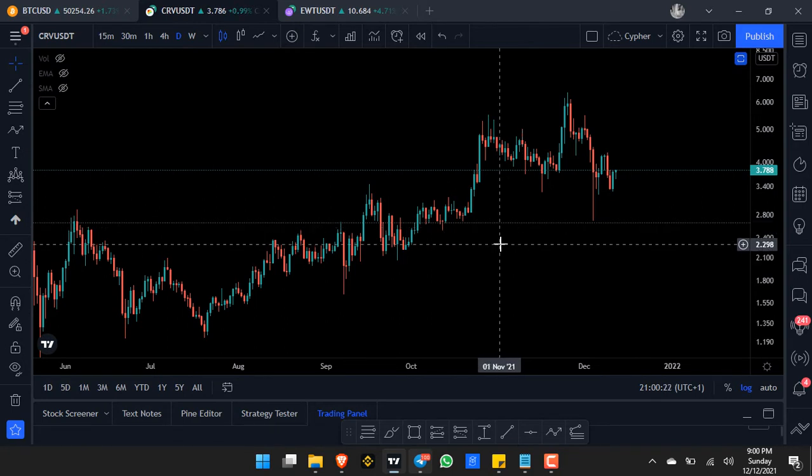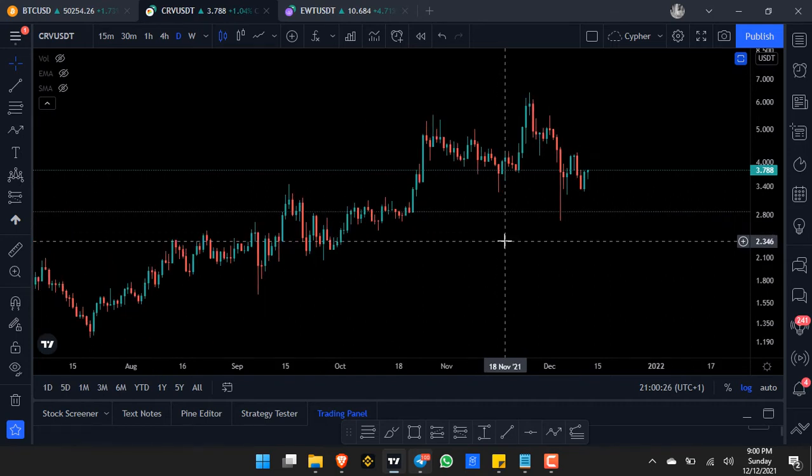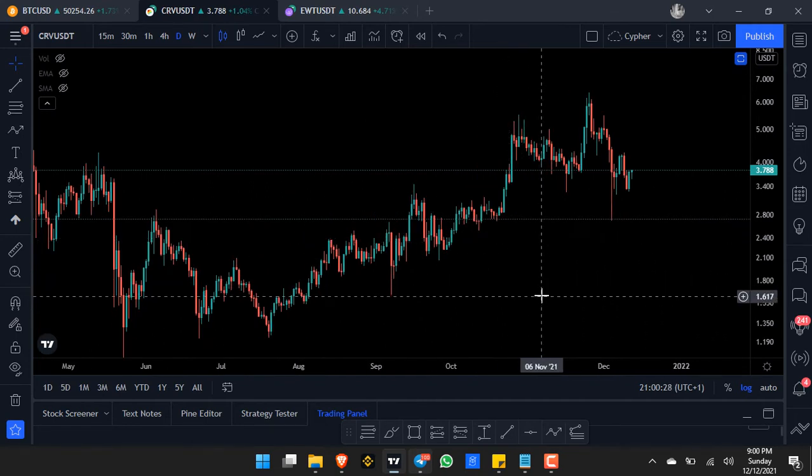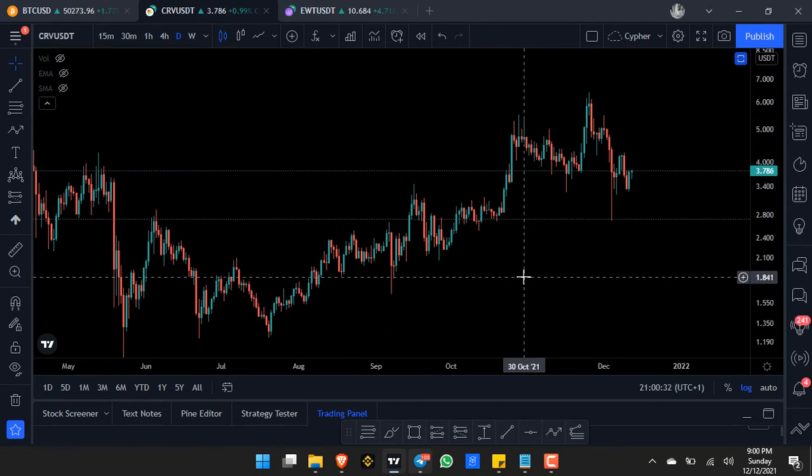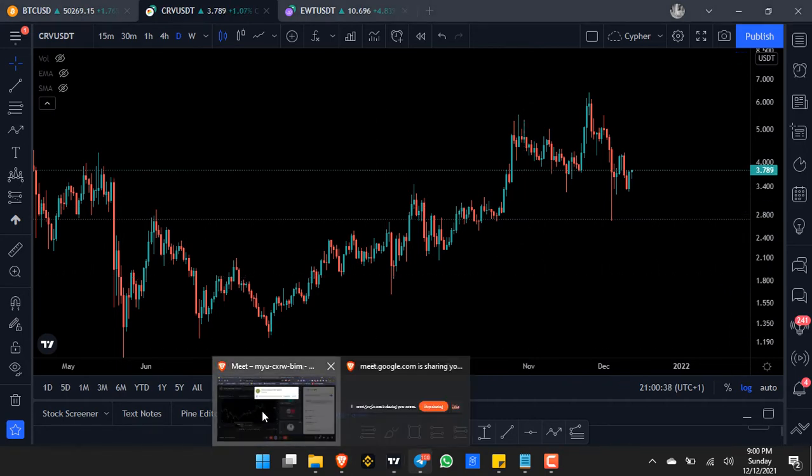Now, support and resistance is not necessarily used by people that are trading futures. You as a spot buyer, you that is buying and selling, or you that is looking to buy and hold for a long time in this market, you need to know what support and resistance levels are.